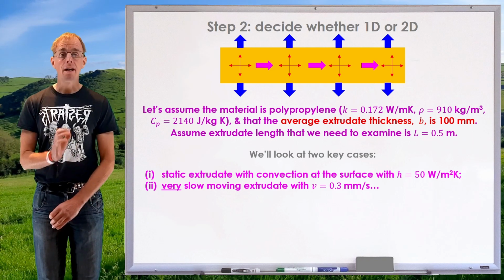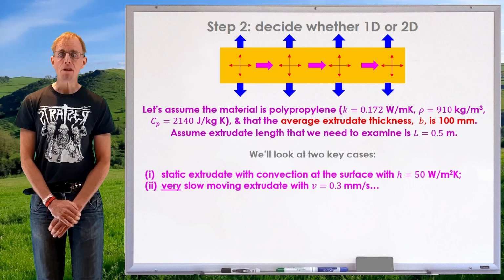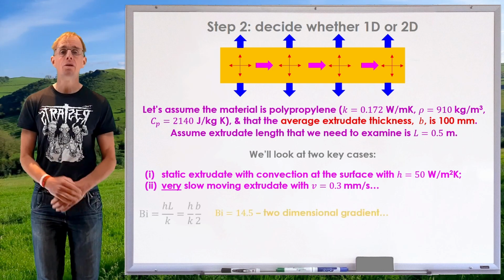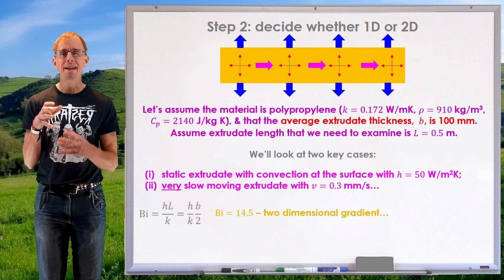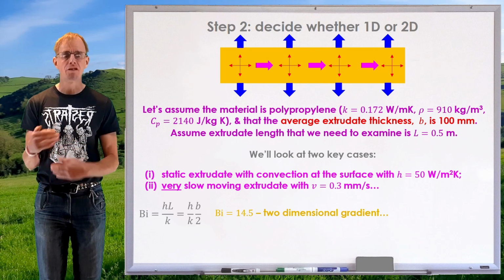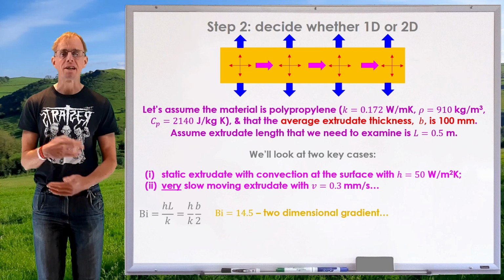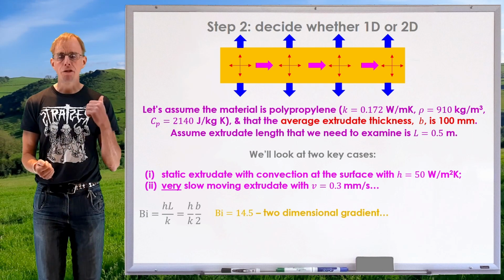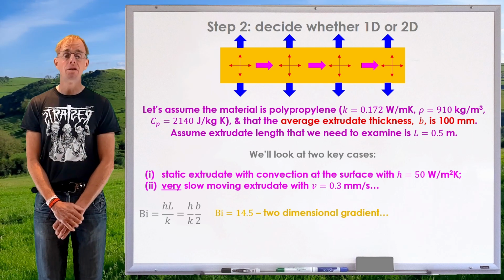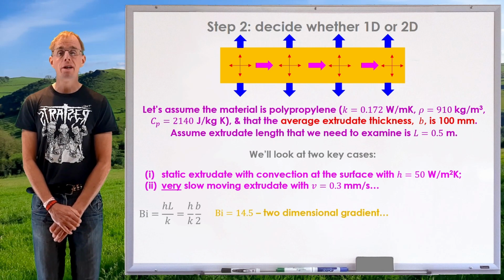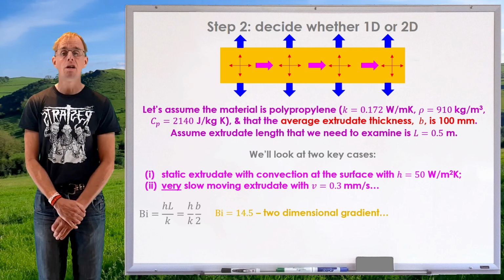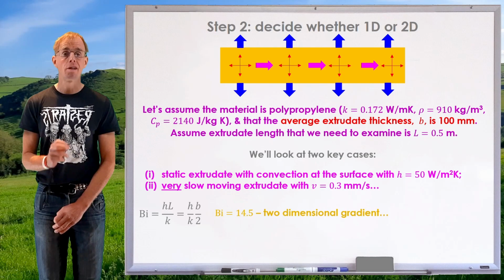Okay, so let's figure out a Biot number. My Biot number, as we know, is that balance between internal conduction and external convection, and gives us a steer on which of those two factors dominate. Substituting in the values for this particular problem, we find that it is greater than 1. It's about 14.5. So we have a two-dimensional temperature field.